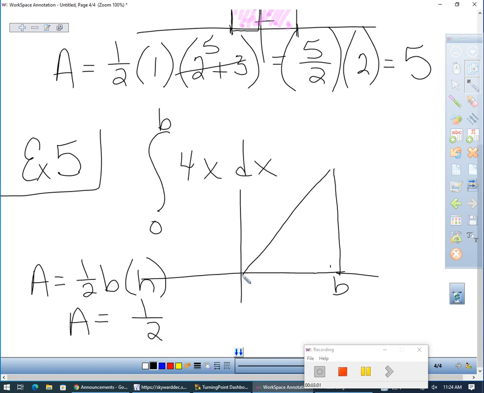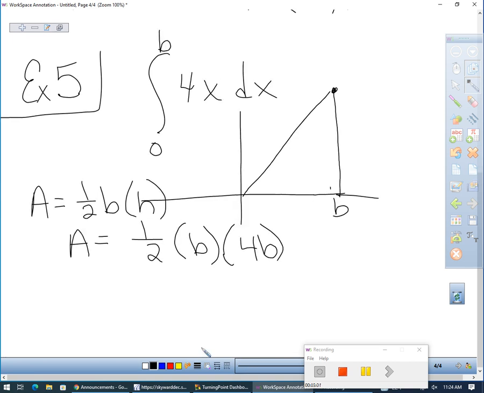The base is the distance from 0 to B. What is that length? B, exactly. From 0 to B is B. The height is to here. Now that B falls in this function, so the easiest thing to do is to take that B and plug it into our function. What do we get? 4B is the height of our triangle. So we have 1/2 times B times 4B, or 1/2 times 4B squared. So the area of our triangle is 2B squared.